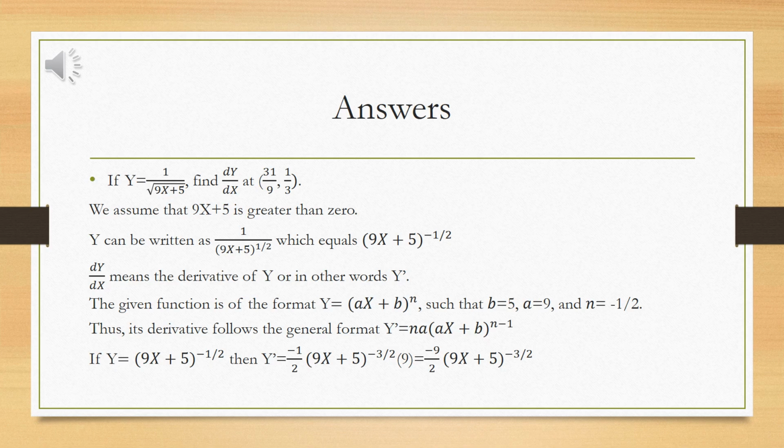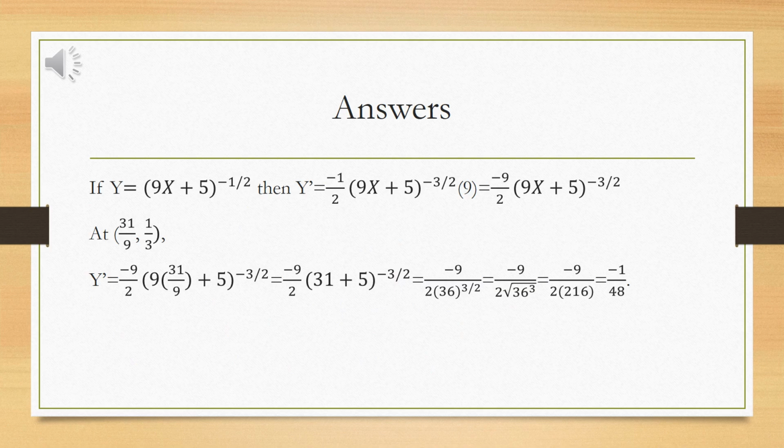If y equals (9x plus 5) to the minus half, then y prime equals minus half times (9x plus 5) to the minus 3 over 2 times 9, which is minus 9 over 2 times (9x plus 5) to the minus 3 over 2. At (31 over 9, 1 over 3), y prime equals minus 9 over 2 times (9 times 31 over 9 plus 5) to the power minus 3 over 2, which is minus 1 over 48.